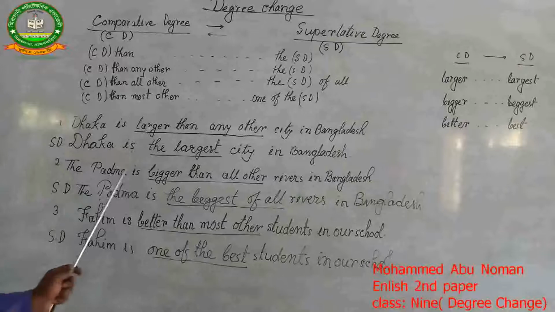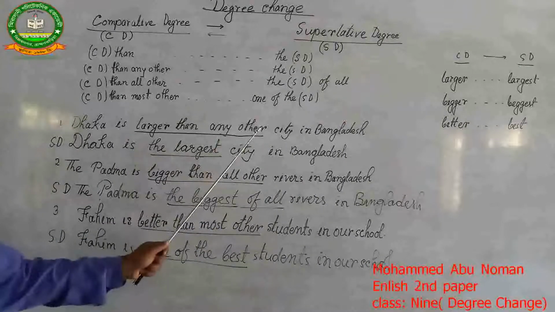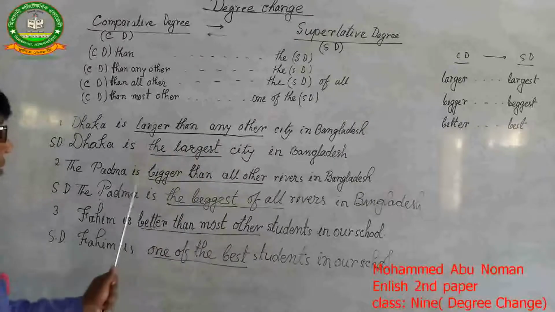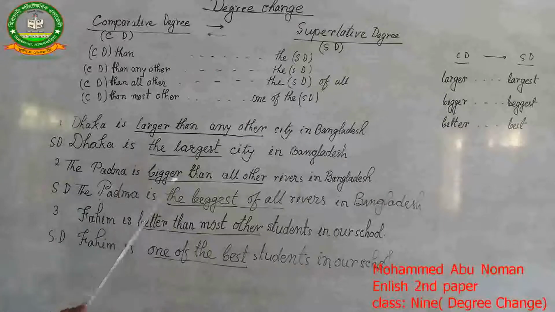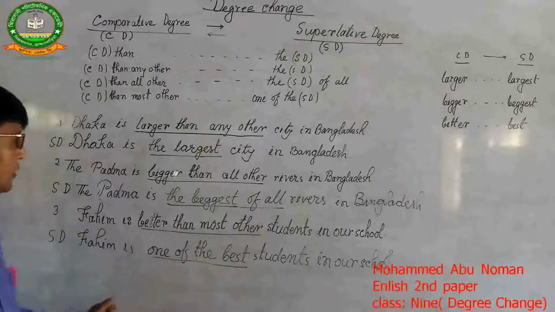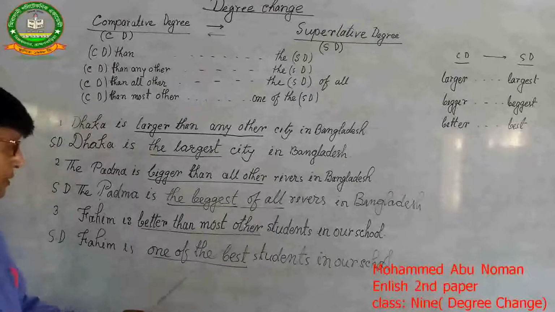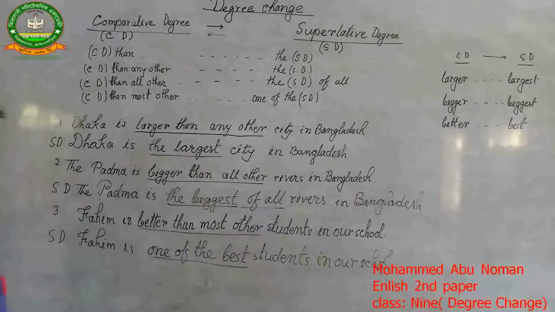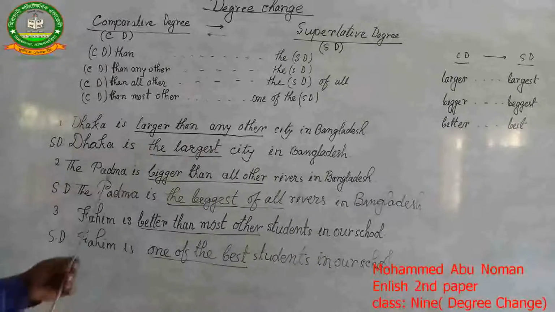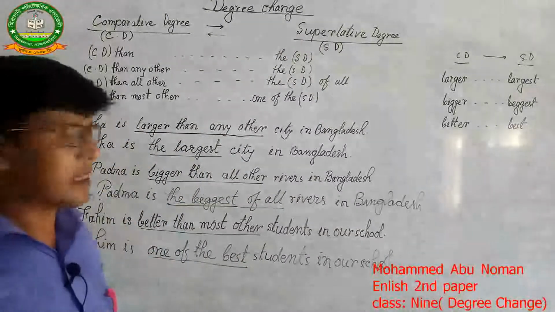So, first sentence: Dhaka is larger than any other city in Bangladesh. The superlative form of "larger than any other" is "the largest". Bigger than all other becomes the biggest of all. And better than most other becomes one of the best. You have found the full sentences here.